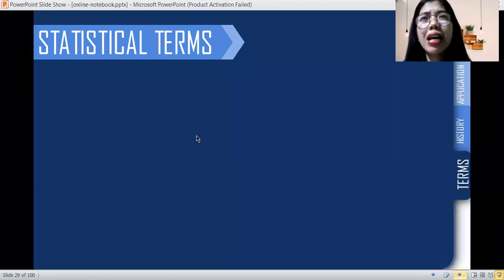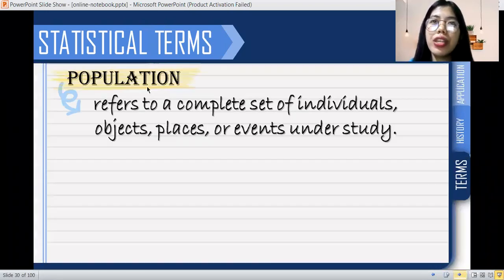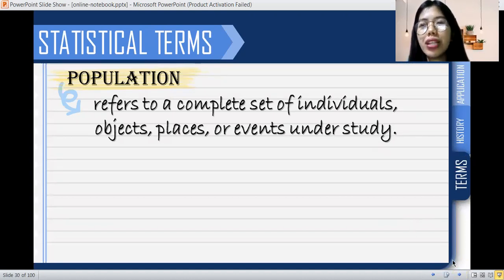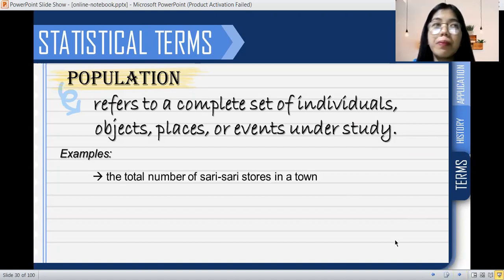Now, let's move naman sa mga different statistical terms. Ayan po, malalaman na po natin kung ano nga ba yung mga terms na ginagamit natin sa statistics. First, we have the population. This refers to a complete set of individuals, objects, places, or events under study. Complete set, sabi niya dito. So, ang example po natin dito, the total number of sari-sari stores in town.